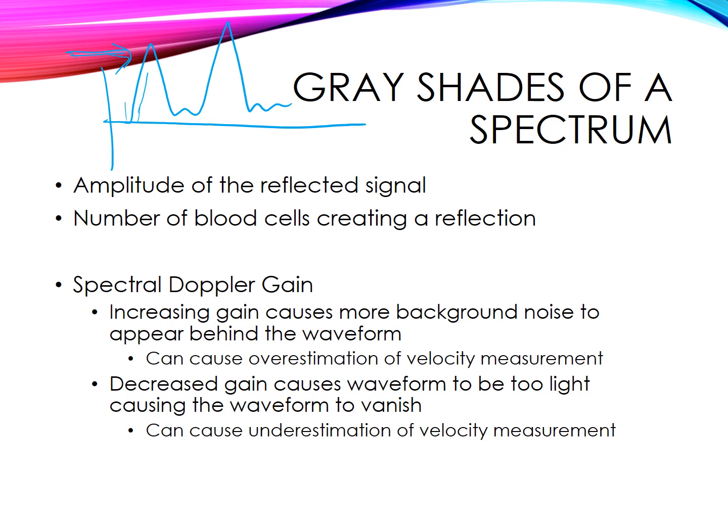My rule of thumb is to turn my pulse wave gain up until I just start to get little speckles behind it, and then I back off one, and that should give me an appropriately set anechoic background to my white spectral tracing.